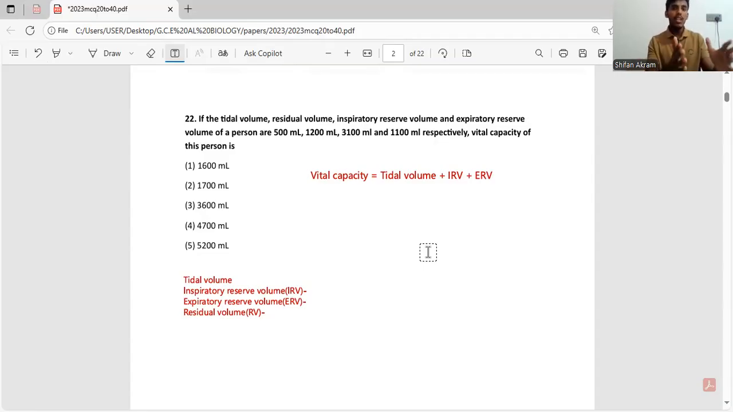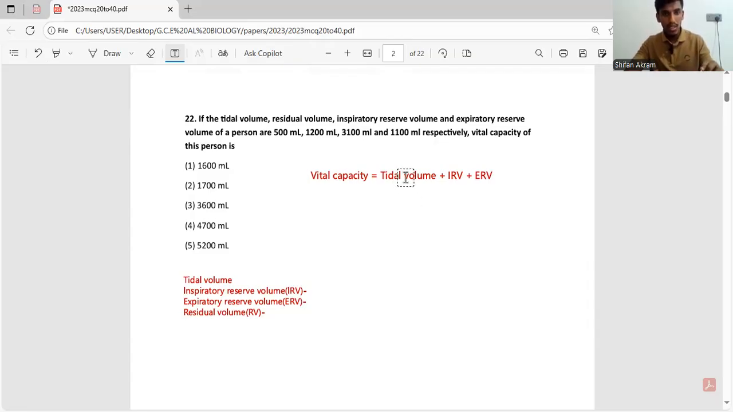Now let's come back to what residual volume is. After expiratory reserve volume, after exhaling all the air from the lungs, even after that, there's a certain amount of air that is present in the lungs, right? This amount of air that remains is the residual volume. Residual volume is really important for the body. Why? Because without the residual volume, the lungs and the alveoli will all start to collapse. So that's what residual volume is.